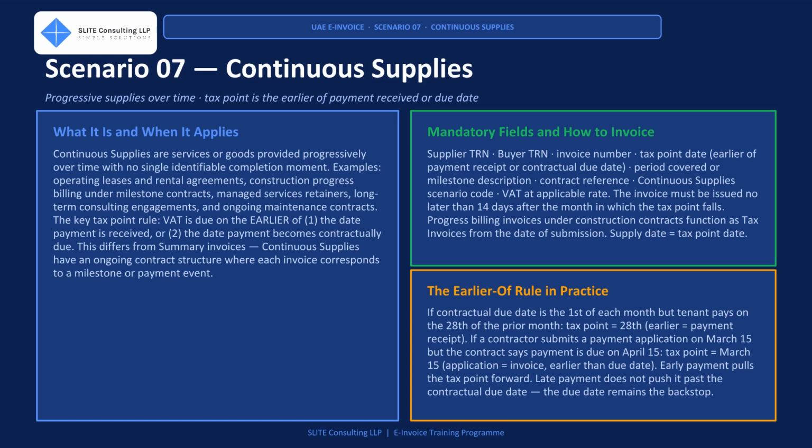Mandatory fields include the tax point date, period or milestone description, contract reference, and the continuous supplies scenario code. The invoice must be issued no later than 14 days after the month in which the tax point falls. Early payment pulls the tax point forward. Late payment does not push it past the contractual due date. The due date remains the backstop. Industry examples will make this concrete.